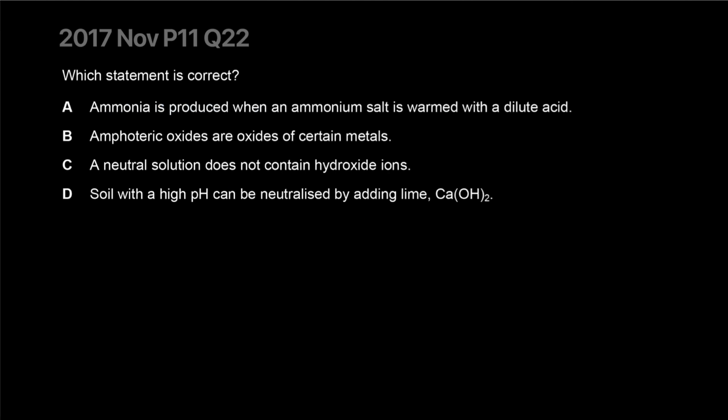Okay, which statement is correct? Ammonia is produced when ammonium salt is formed with dilute acid. That's weird. If I take ammonia out of it and say something is produced when a salt is reacted with an acid, isn't salt the product of an acid-base reaction? So how could a salt, the product, react with more of the reactant? Like how could this happen? So it would never produce the salt.